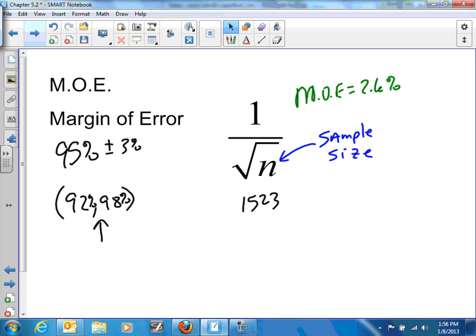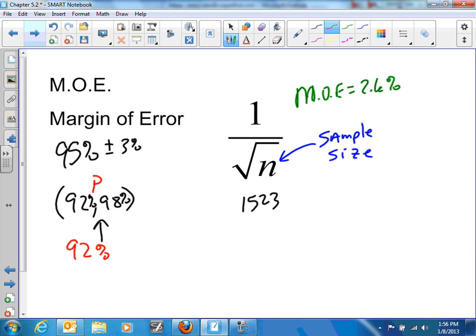All right, next thing we're talking about is margin of error. I call it MOE. Margin of error basically tells you if most of your data is at 95%, you're plus or minus 3%. In other words, the true parameter could be between 92% and 98%. It'll be somewhere in between there. Now, in order to calculate your margin of error, you do 1 divided by the square root of n, and the n is your sample size.